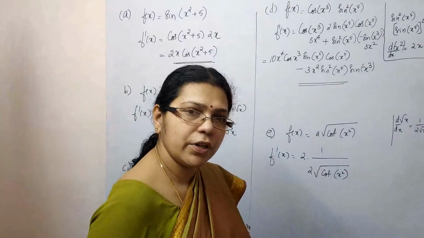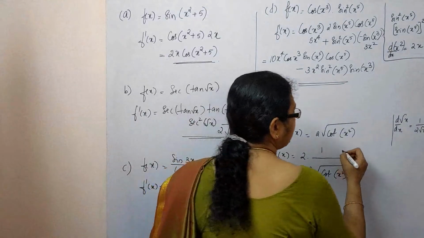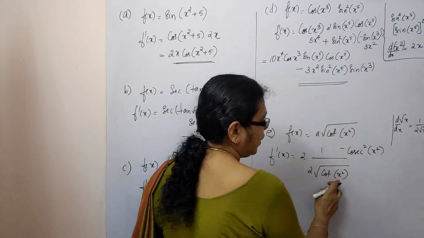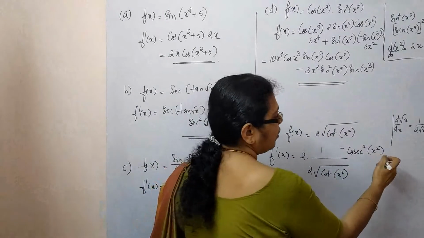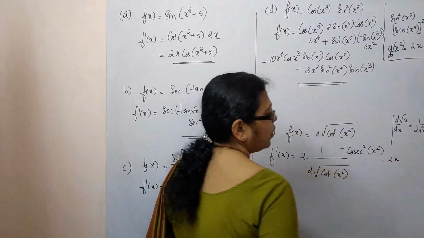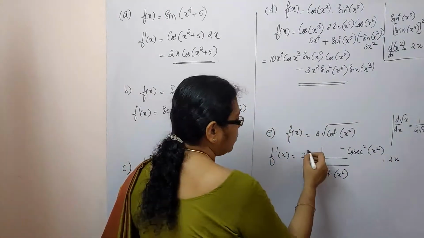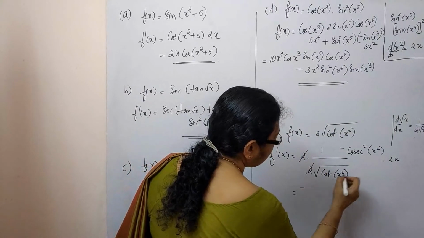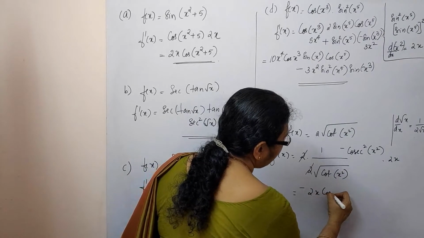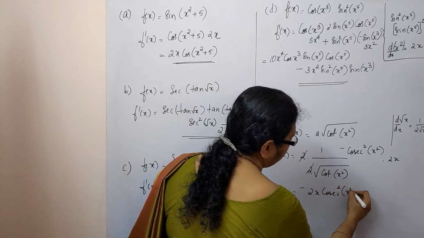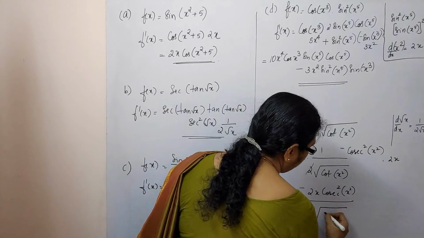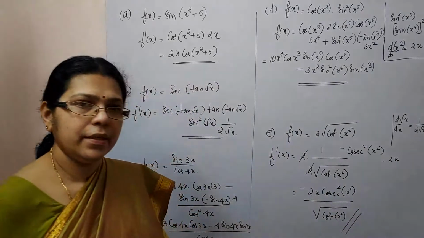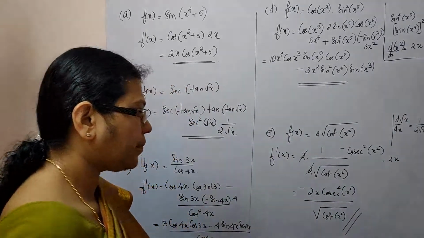Now let me find the derivative of cot of x square. What's the derivative of cot x? Minus of cosec squared x. Right? In the place of x it is x square. Now I will find the derivative of x square. What is the derivative of x square? 2x. So 2 and 2 cancel and I will get minus 2x into cosec square x square by root of cot x square. Okay. So that's it.